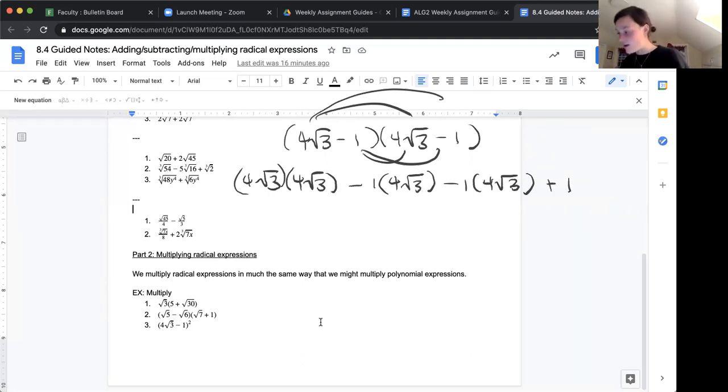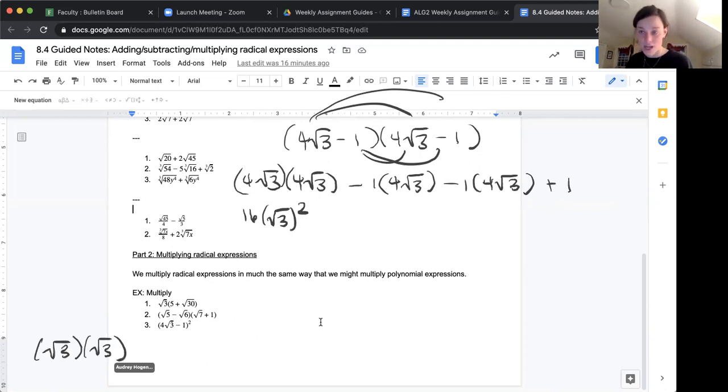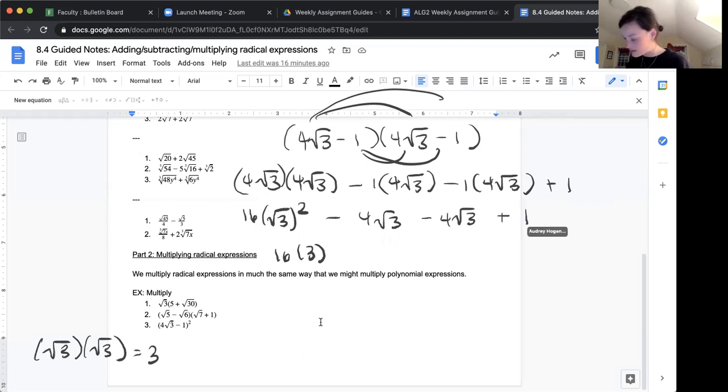So then I know that I have 4 square root of 3 times 4 square root of 3, which is going to be 16 times the square root of 3 squared. If I have the square root of 3 times the square root of 3, squaring something undoes my square root. So I'm just going to have equals 3. So I'm going to have 16 times 3 minus 4 square root of 3 minus 4 square root of 3 plus 1. 16 times 3 is equal to 48.